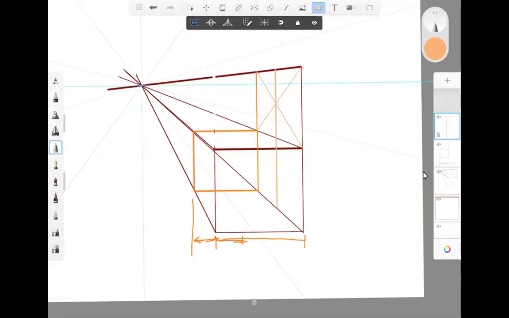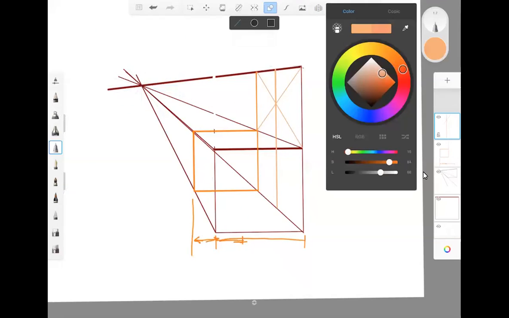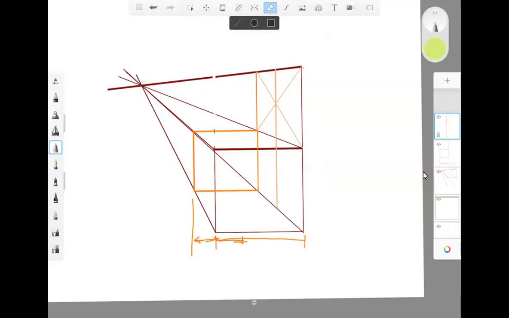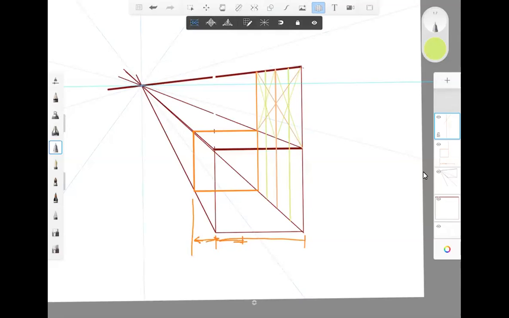Then turn that off, go back to this tool, change colors a little bit so it's easier to track. Let's go corner to corner, corner to corner, like that. And then just drag these all the way down. Okay, so we're going to build off of quarters rather than eighths this time.